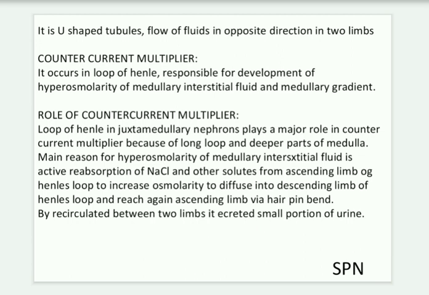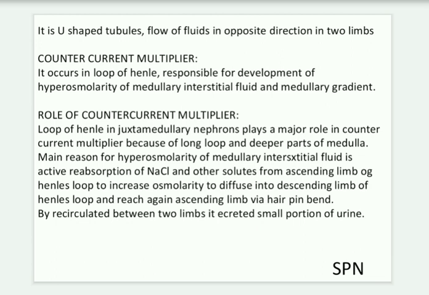What does the counter current multiplier mean? It occurs in the loop of Henle and is responsible for the development of hyperosmolarity in the medulla, interstitial fluid and the gradient. It means there is a difference between the interstitial fluid and the medulla. The loop of Henle in juxtamedullary nephrons plays a major role in the counter current multiplier because it has a long loop reaching the deeper part of the medulla, which is a characteristic of juxtamedullary nephrons.